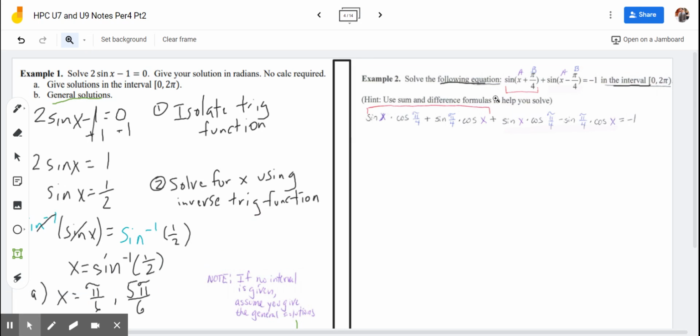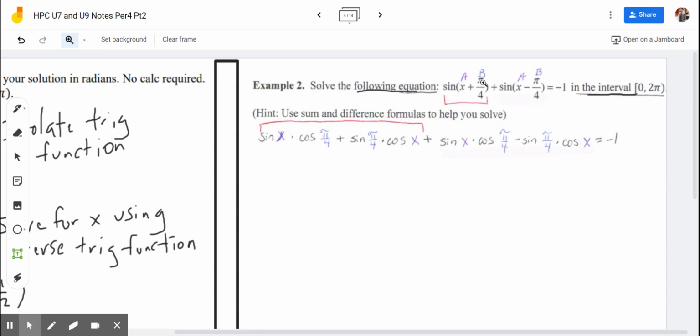All right, so I label the parts here, A and B, so that way you can see when we're subbing it into the sum and difference formulas, how it's going to look. So sine of x plus pi over 4 is this entire term here expanded. So using the sum formula, it becomes sine of x times cos of pi over 4 plus sine of pi over 4 times cos of x. That's all using the sine sum formula.